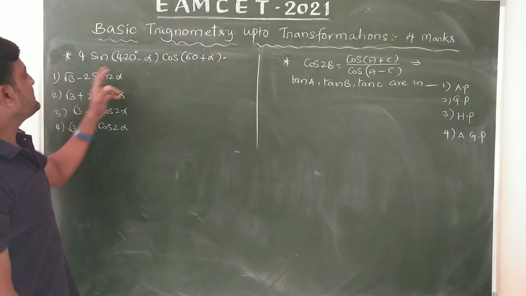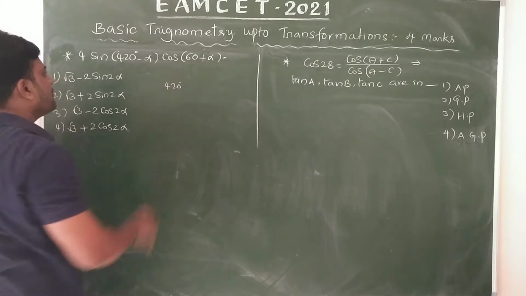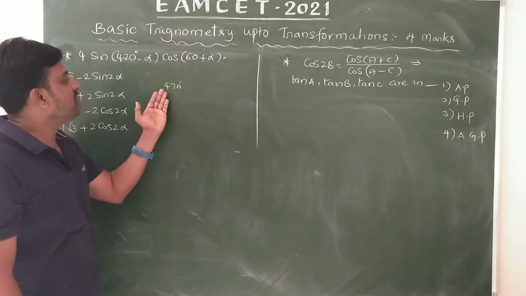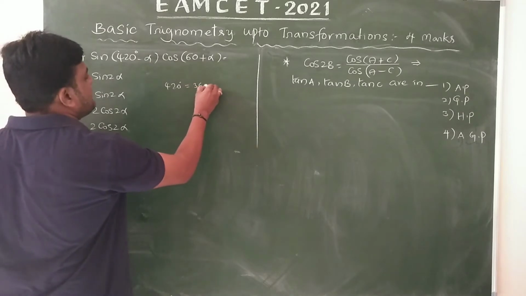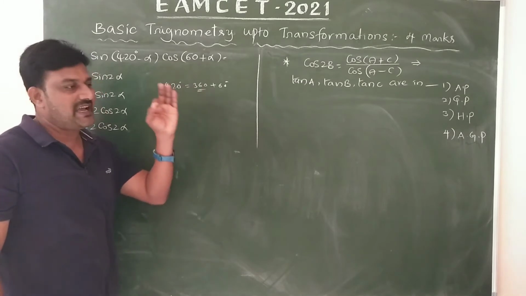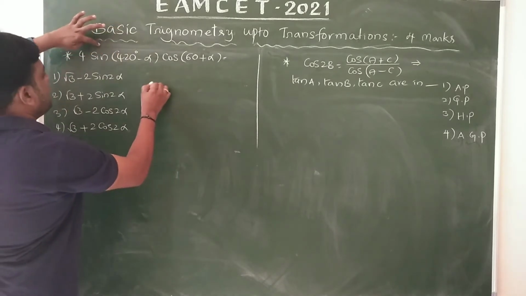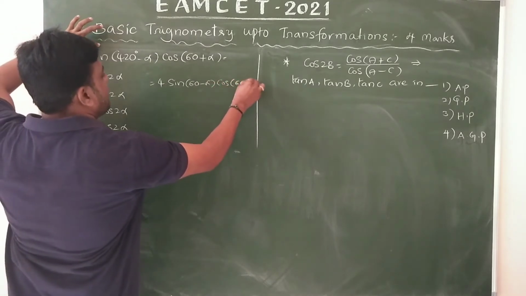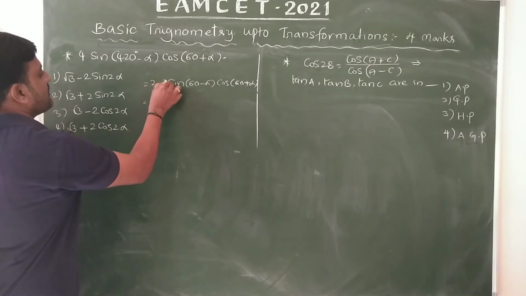Now here it is a product, we need a sum. 420 can be written as 360 plus 60. Simply you can remove 360 from 420. It is an easy tip to treat 360 as 0, simple. Then that equals 60. Then it is 4 sin(60 minus alpha) cos(60 plus alpha), just enough. Now 4 is nothing but 2 into 2.